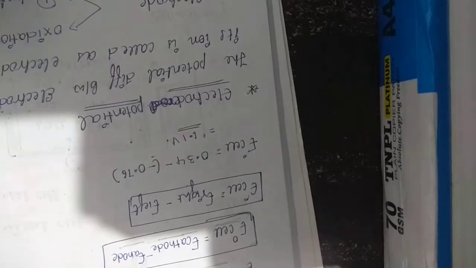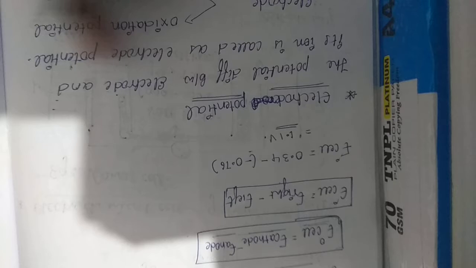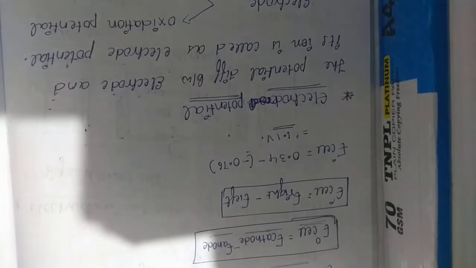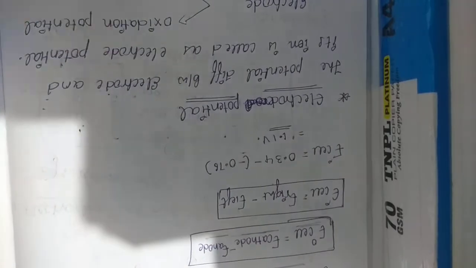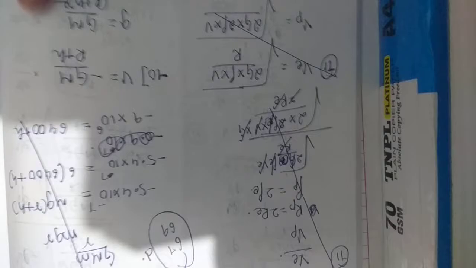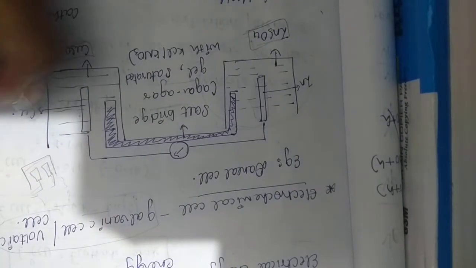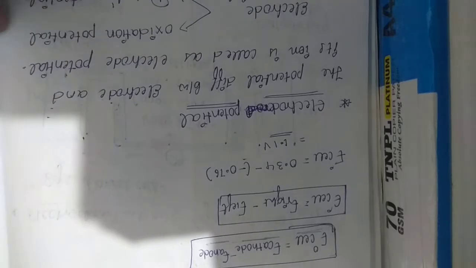Okay. And next let's enter the electrode potential. What is electrode potential? The potential difference between the electrode and its ion is called the electrode potential. What is the electrode? The electrode is what we saw here. This is the electrode. And what is its ion? The ion is the copper ion, right? That's what I'm talking about. The potential difference between the electrode and its ion is called the electrode potential.